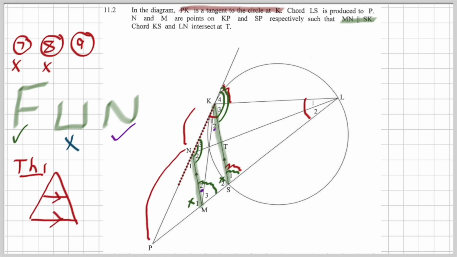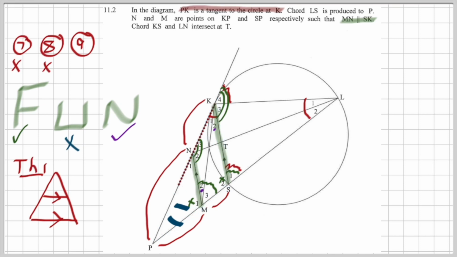But don't forget about theorem 1 of metric work. So if I look at this triangle there, and I highlighted it in red for you, PM over MS is the same as PN over NK, because I'm working in that triangle there.